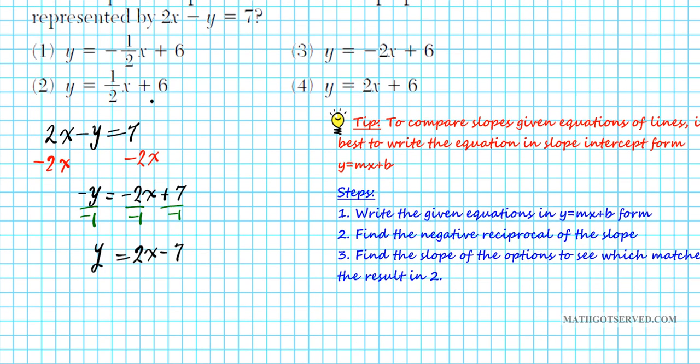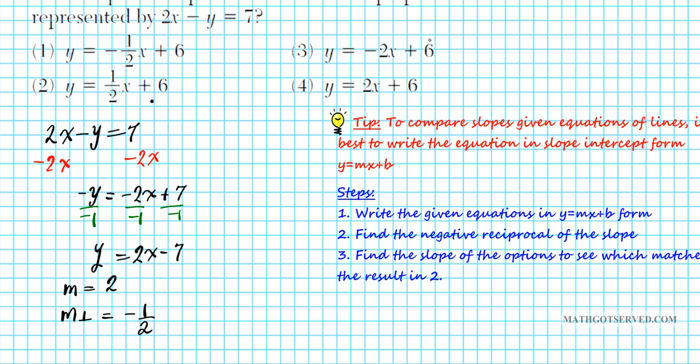Now, the slope of this line is 2. What is the slope of a line perpendicular to this line? You do the negative reciprocal of 2, so it's negative 1/2. Okay? Now, which of these lines has a slope of negative 1/2? That is our answer. Okay?